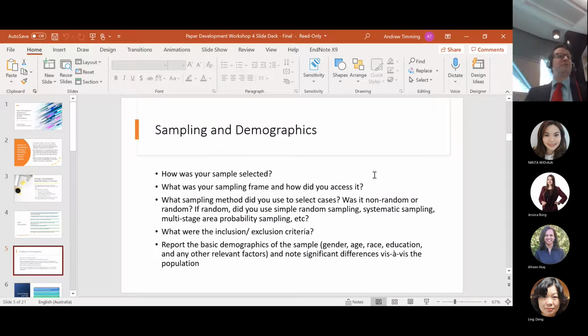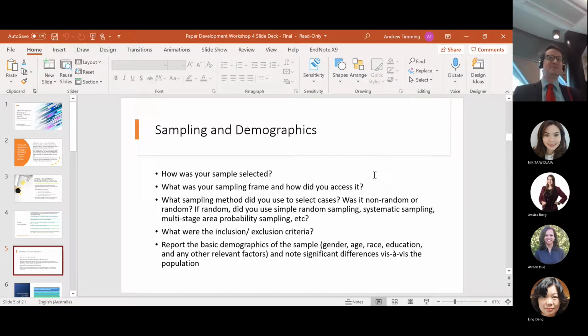Next, you would include a bit of information on your sample, and as I said, some basic demographics surrounding your sample. So the important information you would communicate here is how your sample was selected. In other words, what was your sampling frame, right? What was the population that you're using to draw a sample from, and how did you access that sampling frame? And quite important from the point of view of inferential statistics is what sampling method was used in order to select cases into your sample?